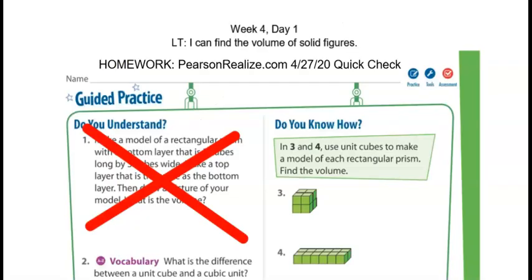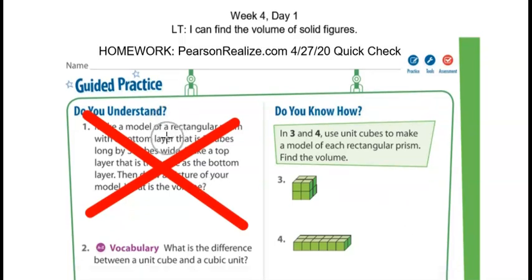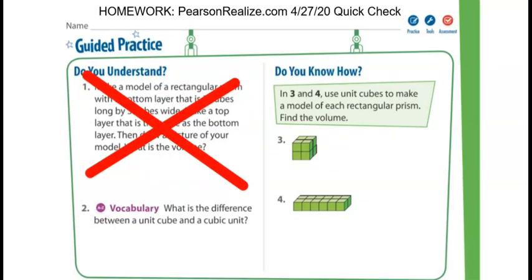All right, so now you should be on page 43 of your packet. Remember, this is week 4, day 1. And our learning target today is I can find the volume of solid figures. So we're actually going to skip number 1 and move on to number 2. And on number 2, it says, what is the difference between a unit cube and a cubic unit?